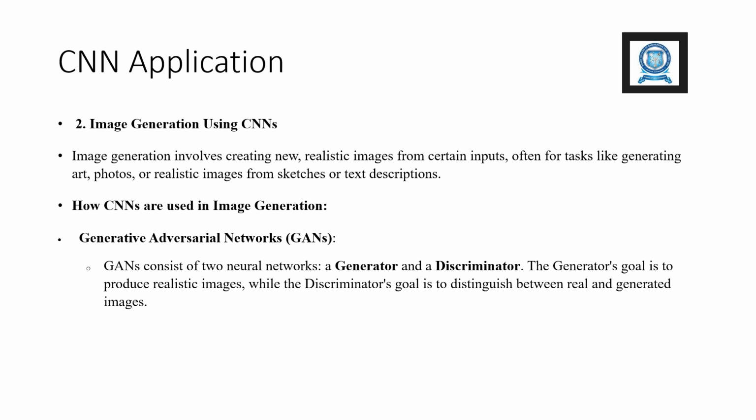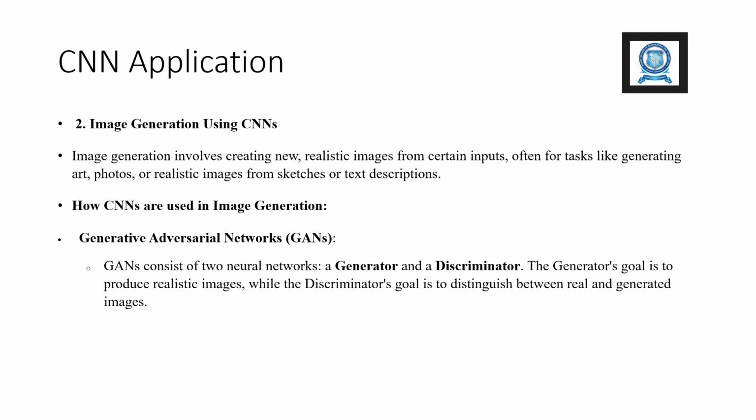Number two, image generation using CNNs. Image generation involves creating new realistic images from certain inputs, often for tasks like generating art, photos, or realistic images from sketches or text descriptions. How CNNs are used in image generation.